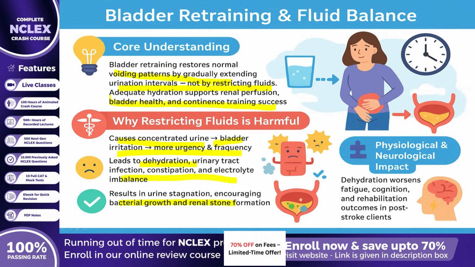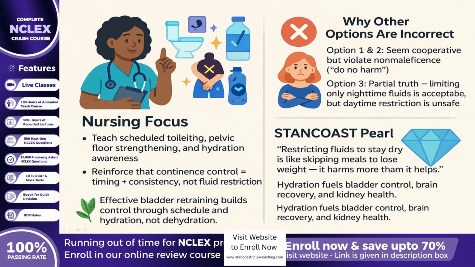Option 1 is incorrect because restricting fluids may appear cooperative, but is physiologically harmful. Reduced hydration increases the risk of urinary infection and concentrates the urine, which irritates the bladder. Option 2 is also incorrect, since supporting the client's plan favors short-term dryness, but goes against the nursing ethical principle of non-maleficence, meaning do no harm. Option 3 is partially correct in terms of limiting fluids at night to prevent nocturia, but advising restriction during the day can cause dehydration and urinary stasis, making it counterproductive.